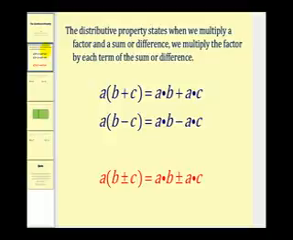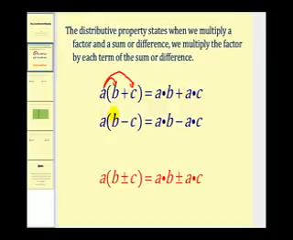The distributive property states when we multiply a factor and a sum or difference, we multiply the factor by each term of the sum or difference. So for example, if we have A times the quantity B plus C, we're going to multiply the A and the B and multiply the A and the C. So we'll have A times B plus A times C.